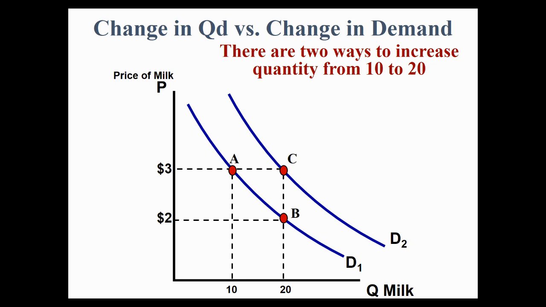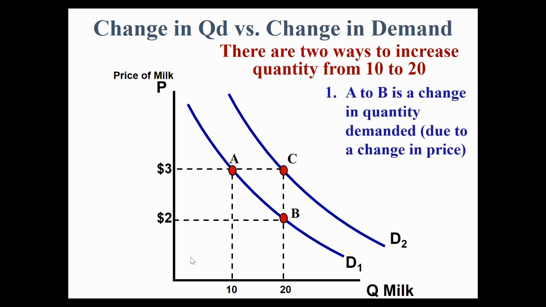Now, let's take a look at this example here. We'll go from A to B first. If we go from A to B, that's a decrease in price and an increase in quantity demanded. So going from A to B is a change in quantity demanded, because we are sliding down the curve. We're on the exact same curve, it's a slide down the curve. Therefore, that's a change in quantity demanded.